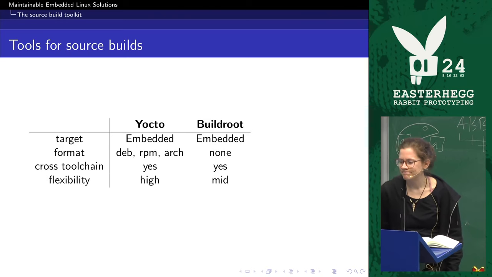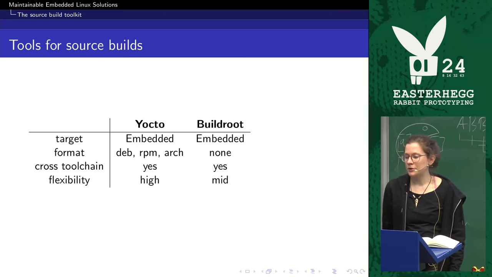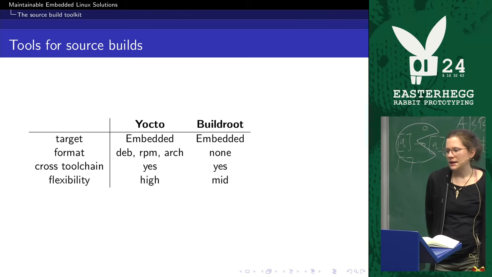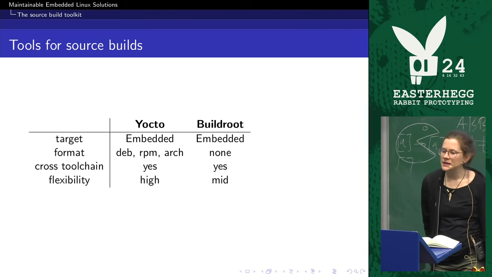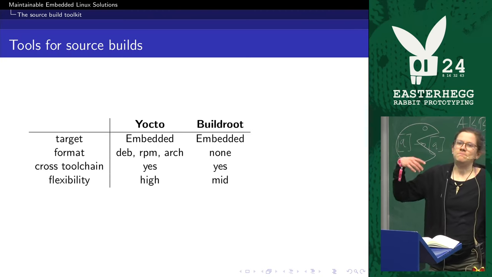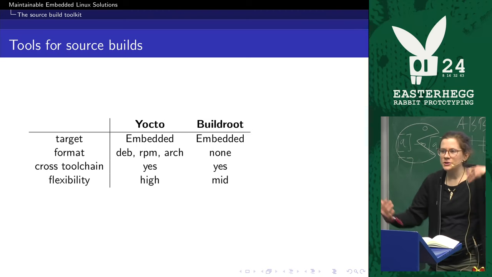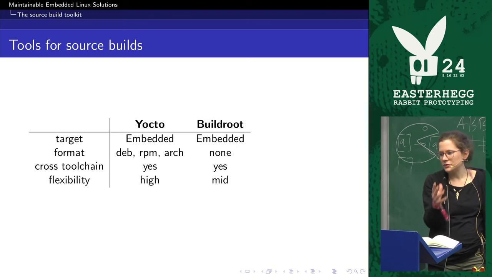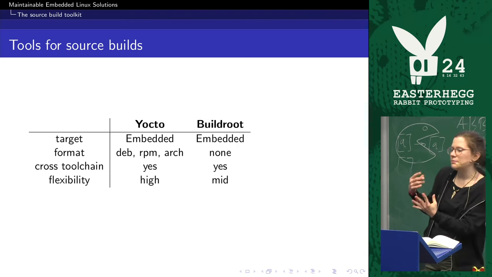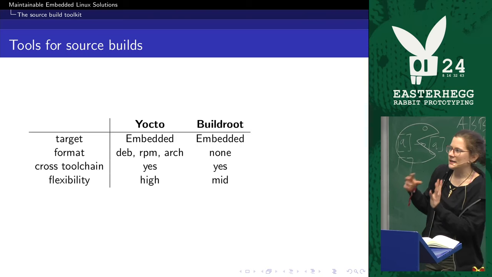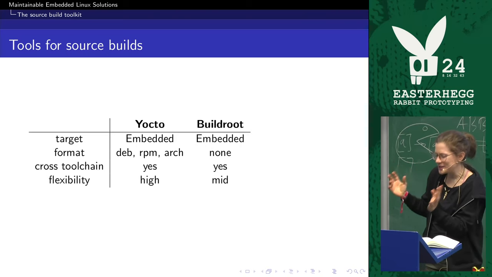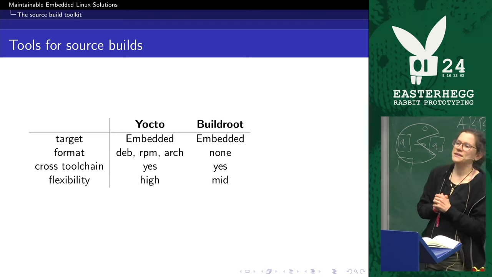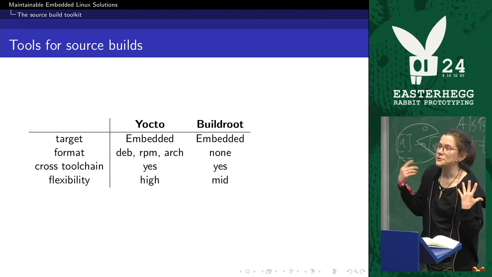But both support also cross toolchains, so a cross compiler, sysroots, and so on will be included. Yocto is in general more feature-rich, more flexible, but the learning curve is also steeper than Buildroot, while Buildroot is a little bit simpler, contains a little bit fewer features. So it's a little bit less flexible, but it's also, I would say, easier to learn.